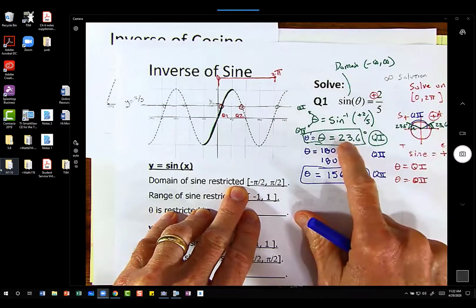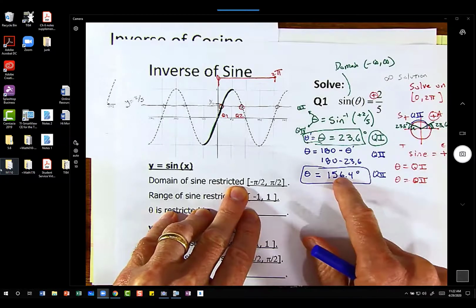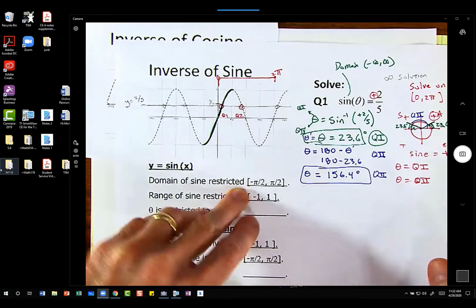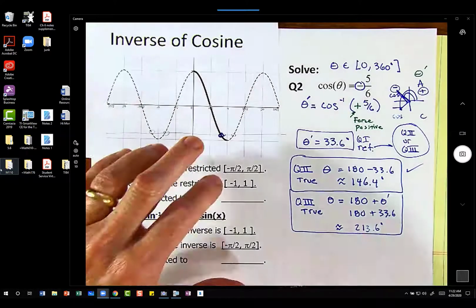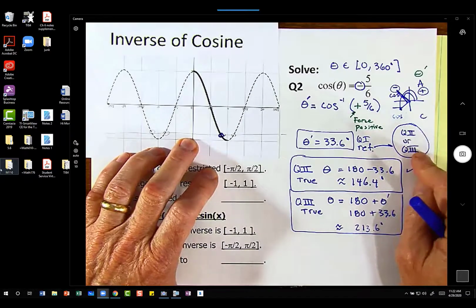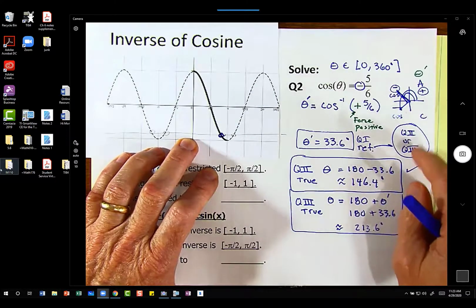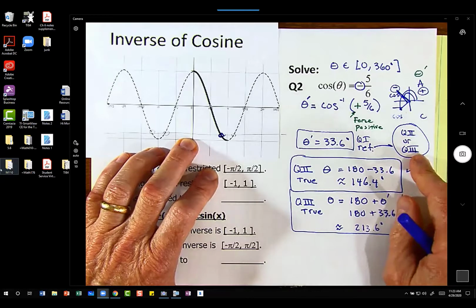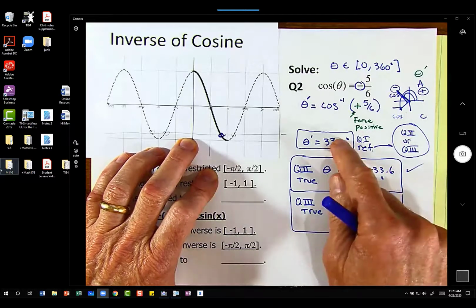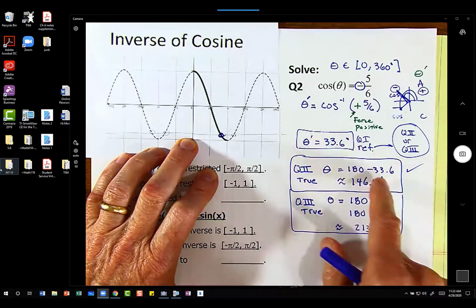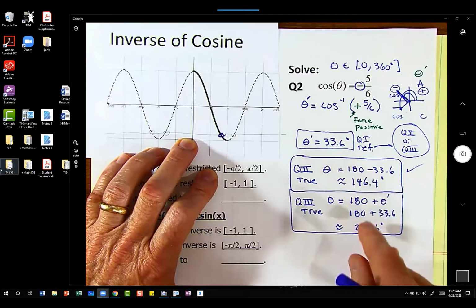And then I used the reference angle to find the quadrant 2 solution. Same strategy over here, except the ratio was negative, which forced the answers into different quadrants than 1. So I found quadrant 1, used that as the reference angle to come up with quadrant 2 and quadrant 3 solutions.